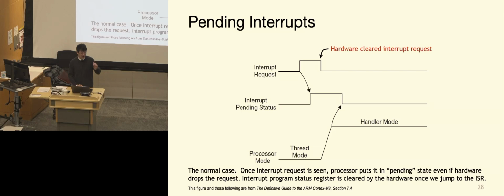So on the x-axis, which you can't see, but basically it's in terms of time, and this is what's going to happen. And then once it goes to the handler mode, it pulls down the pending state because that one is being activated. Is this clear, or any questions on this? And then later on, we're going to add the active register as well.